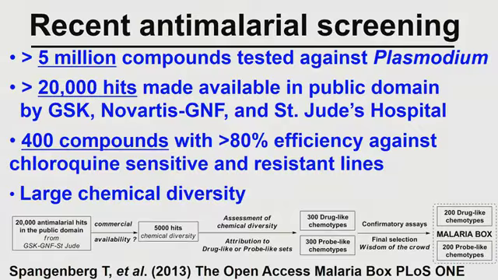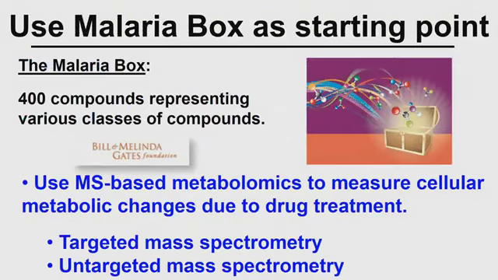This box is supposed to represent a very large chemical diversity and different scaffolds, etc., but all of high potency against the parasite in the blood stage. So as I just reiterated, this box was made publicly available. Our mission in analyzing this box was to use mass spec-based metabolomics to measure actual metabolic changes in response to these drugs, using both a targeted analysis and an untargeted analysis of the data that we generated.